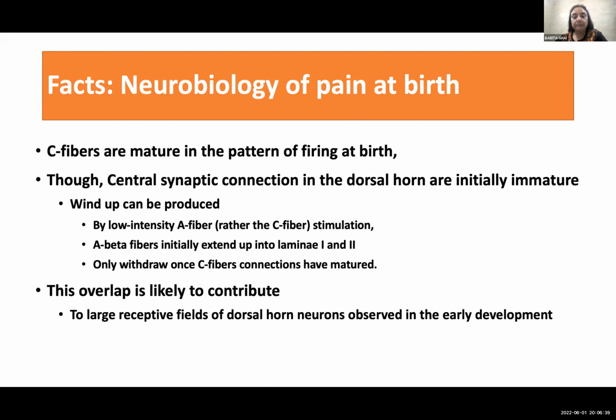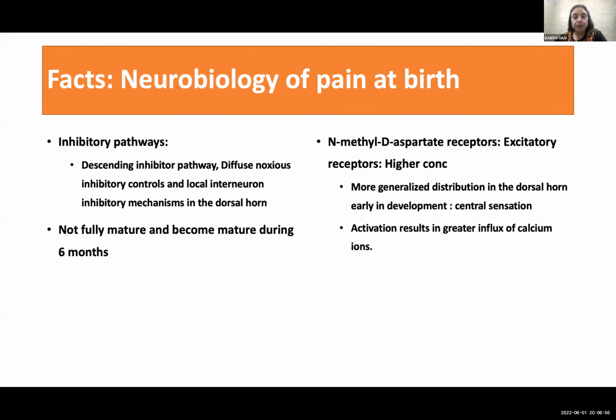Hence, there is an overlap which is likely to contribute to the large receptive field on the dorsal horn, leading to wind-up phenomena. Hence, what is the implication of this? That even a non-painful stimulus can cause the wind-up phenomena in the neonate or the infant. Also, the inhibitory pathways in neonates and infants are not fully mature, and they become mature during the first 6 months.